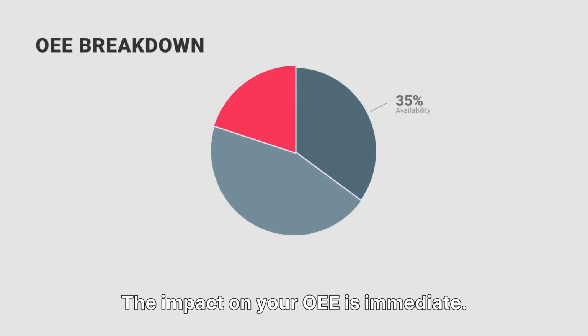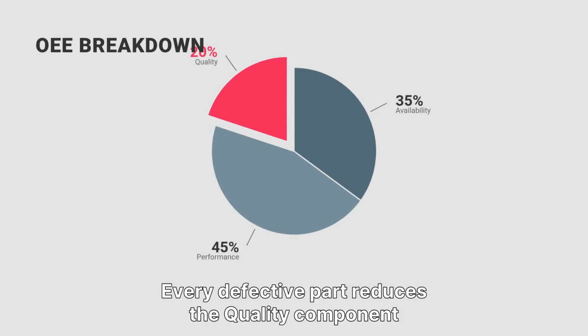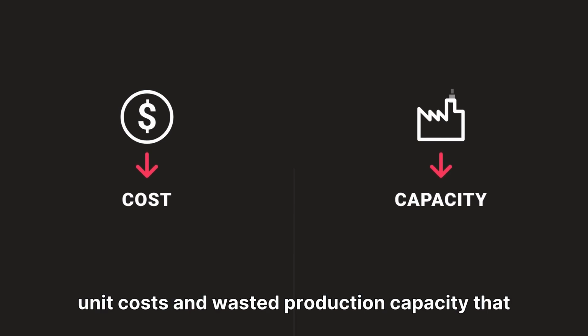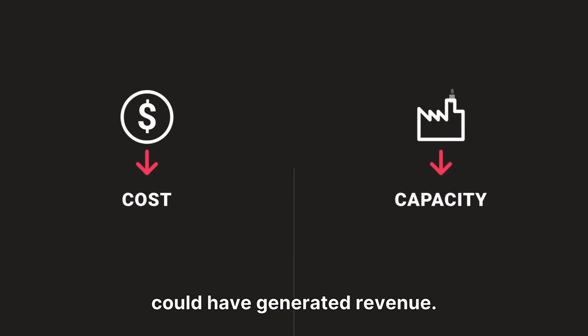The impact on your OEE is immediate. Every defective part reduces the quality component of the OEE equation. Beyond the score, this translates to increased unit costs and wasted production capacity that could have generated revenue.